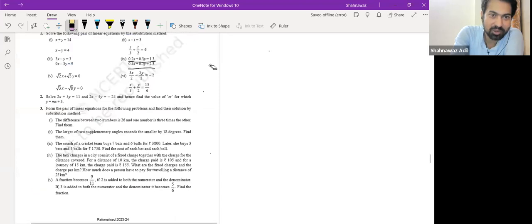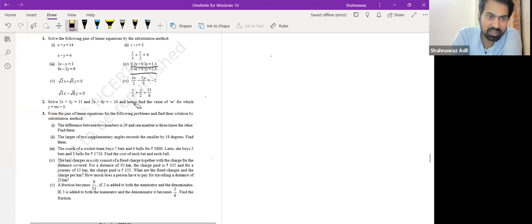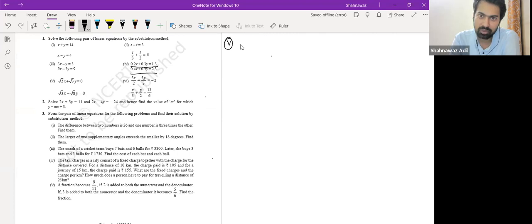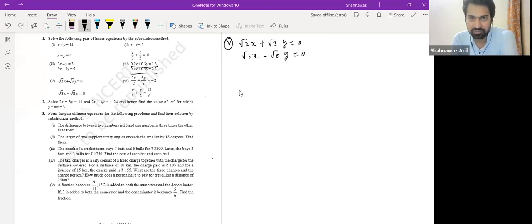Okay, so let us do this fifth problem, and then we would do the word problems. Whose turn? Amira, let's start with your turn. Root 2x plus root 3y equals 0, and root 3x minus root 8y equals 0. Yes, sir.